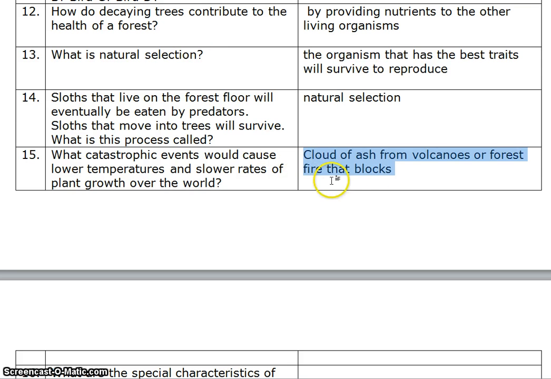Well, you could have a cloud of ash from volcanoes or a forest fire that blocks out the sun for months. So if the sun is blocked by the ash in the atmosphere, the temperature is going to be lower because they're not going to get the heat from the sun, and the plant growth is going to be reduced. Pause it here if you need to.